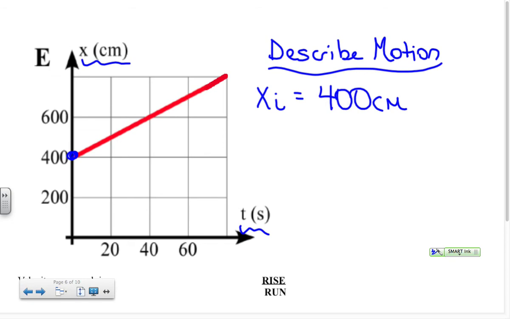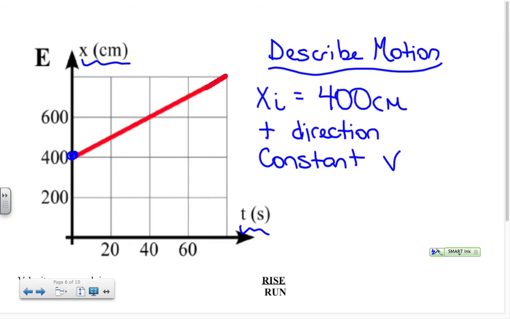Notice I'm also using xi as my symbol. I know that my direction of travel is a positive direction because it's a positive slope. I know that it is a constant velocity because it is a linear line. If I had curves on it, then I know it would be changing. My velocity is not changing. I know that my amount of time that I am moving for is right here, 80 seconds. Make sure you include your unit there.